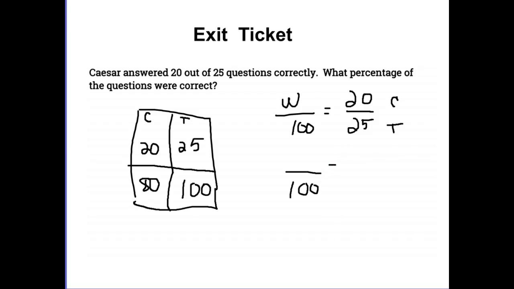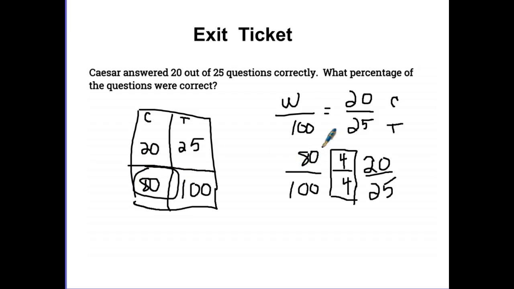I'm going to make this my fraction, a factor box. So if my original ratio is 20 to 25, I want a decimal fraction so I can look at what the percent is. And to go from 25 to 100, I'm going to multiply by 4. Okay, that means I'm going to multiply 20 by 4 also. 25 times 4, 100. 20 times 4, 80. Okay, so if you use your table, you get 80%. If you use your structure, you get 80%.